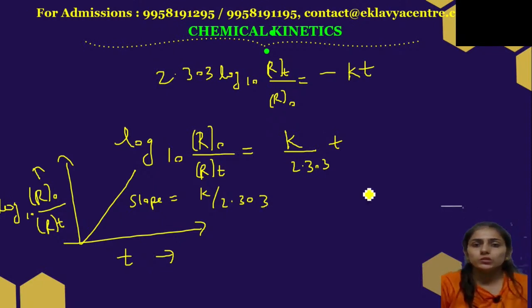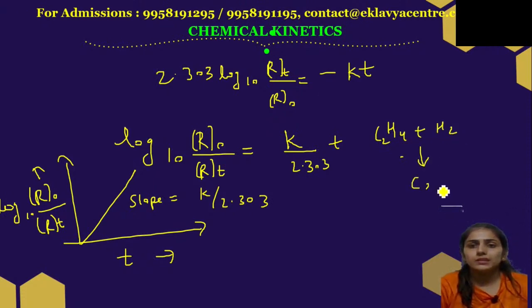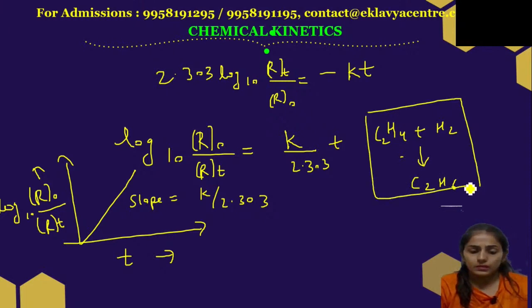Suppose the hydrogenation of ethene, C2H4 to ethane, it is an example of first order reaction, right? It depends on the concentration of ethene. I hope this much is clear to you, how to do these types of questions, first order reaction.